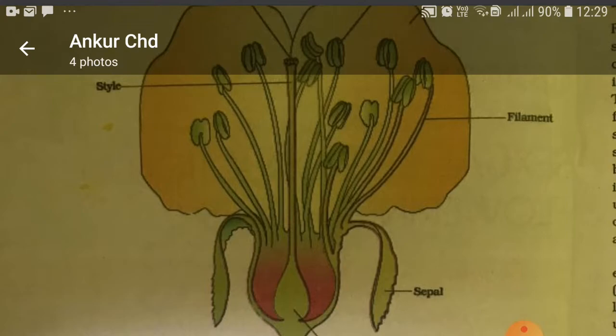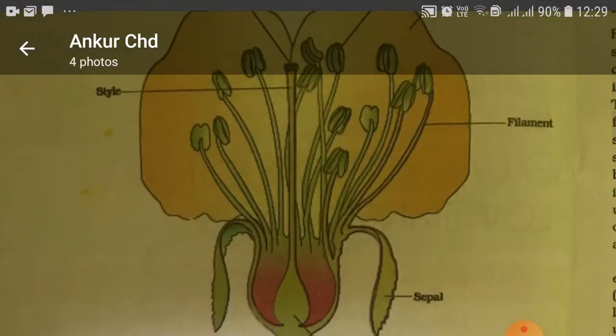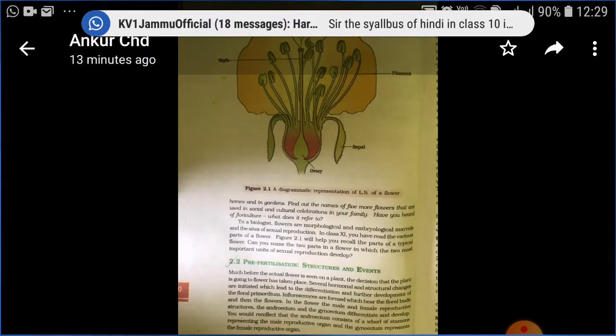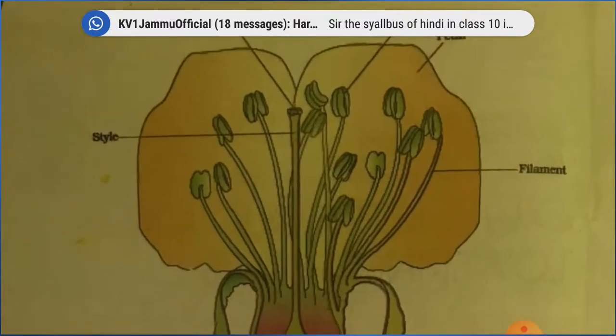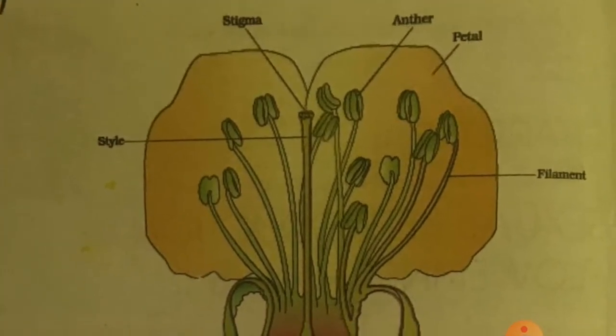As far as these 4 whorls are concerned, we can make do with the non-essential whorls. If calyx and corolla are not present, reproduction will not be so much affected, because what we require mainly is the essential or reproductive whorls, that is the androecium and the gynoecium. In this flower diagram you can see all these different parts. Now we'll take these up one by one.